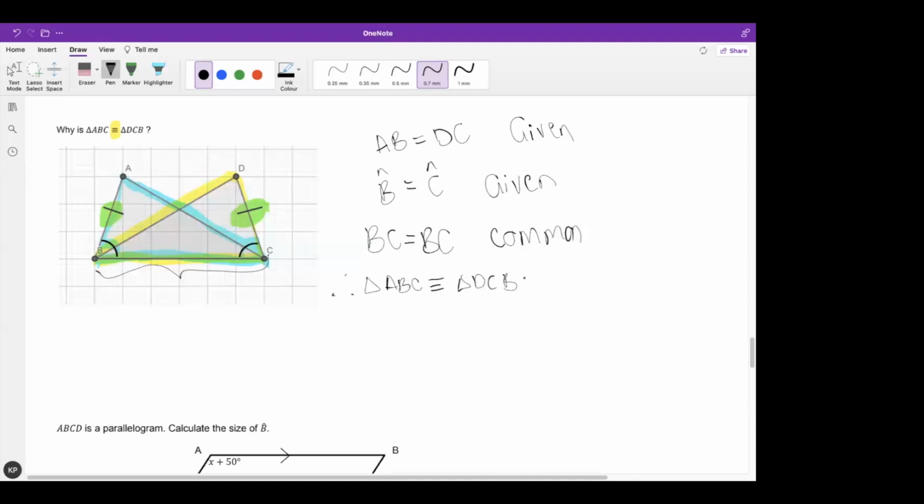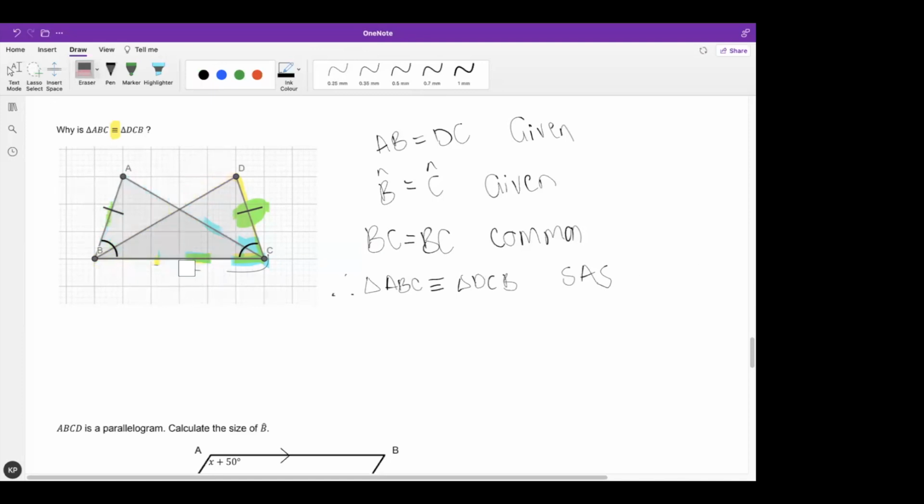And what's my reason, guys? Side angle side. Why do we write it as side angle side? Because there's one angle and two sides. Okay, but it's not just one angle and two random sides. I want to see if anyone knows. There we go. Luetu knows the angle is between the sides.